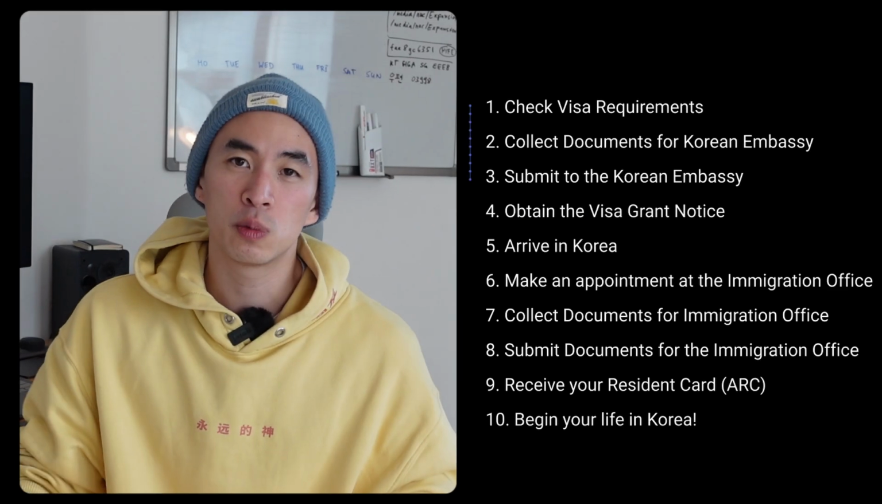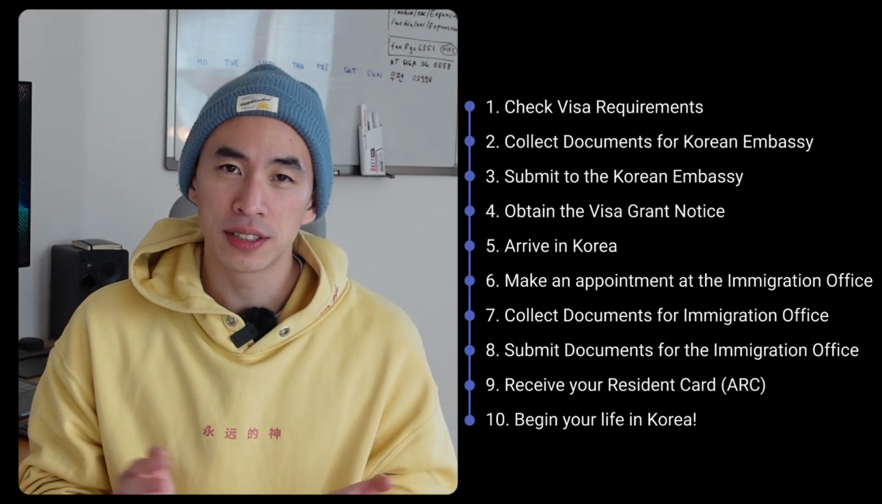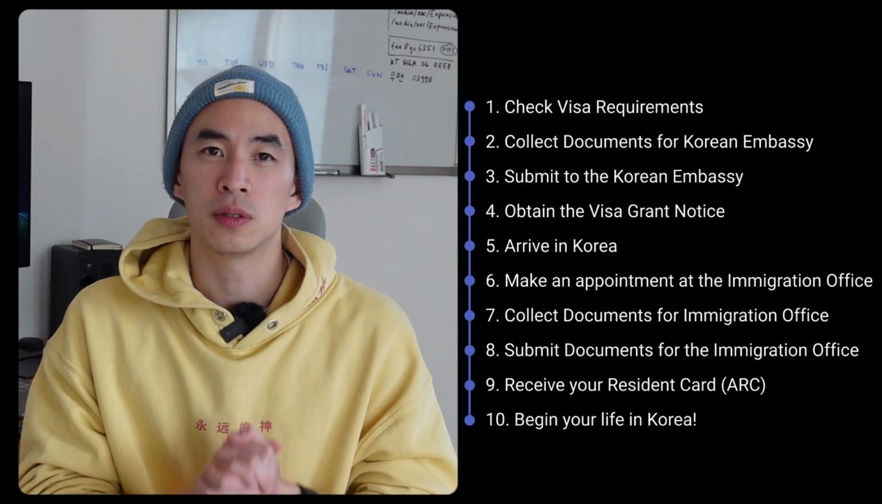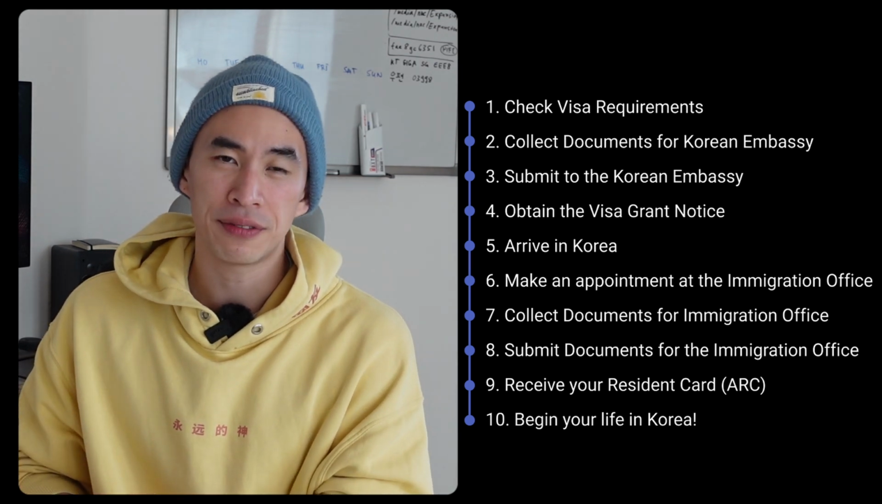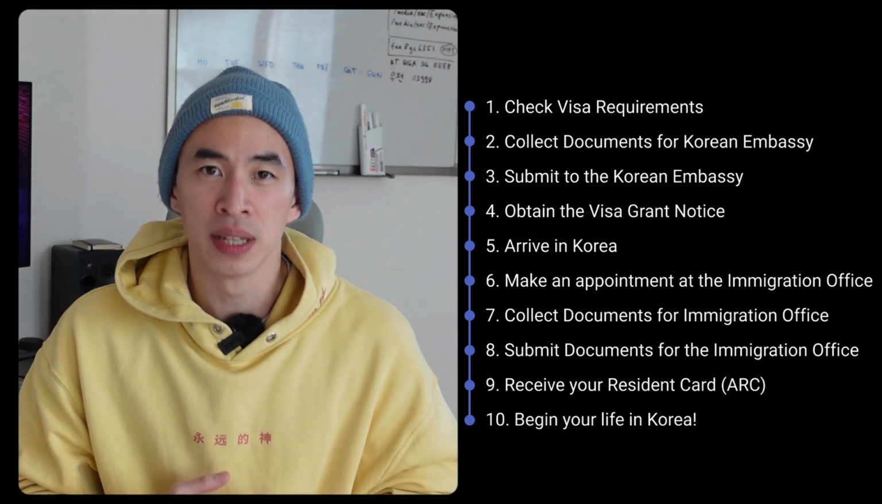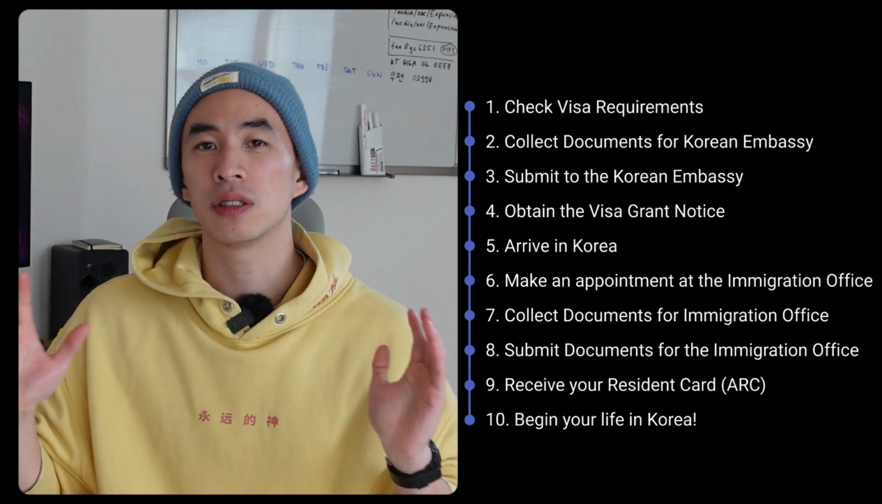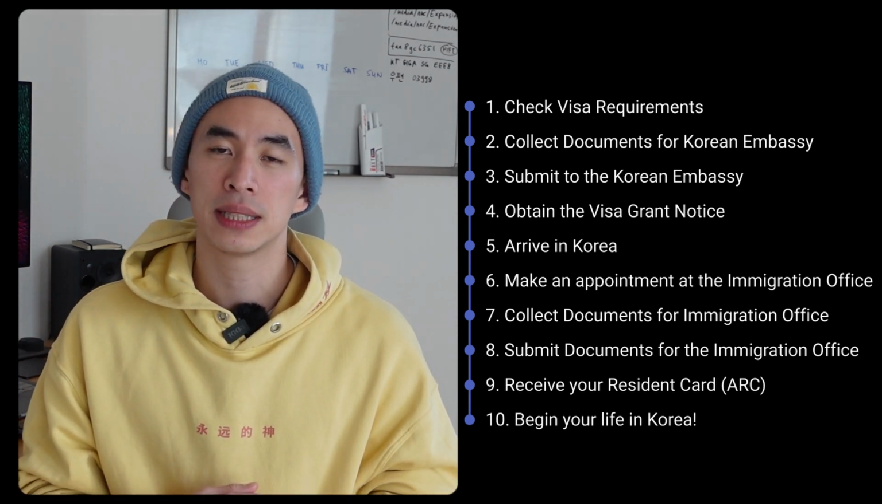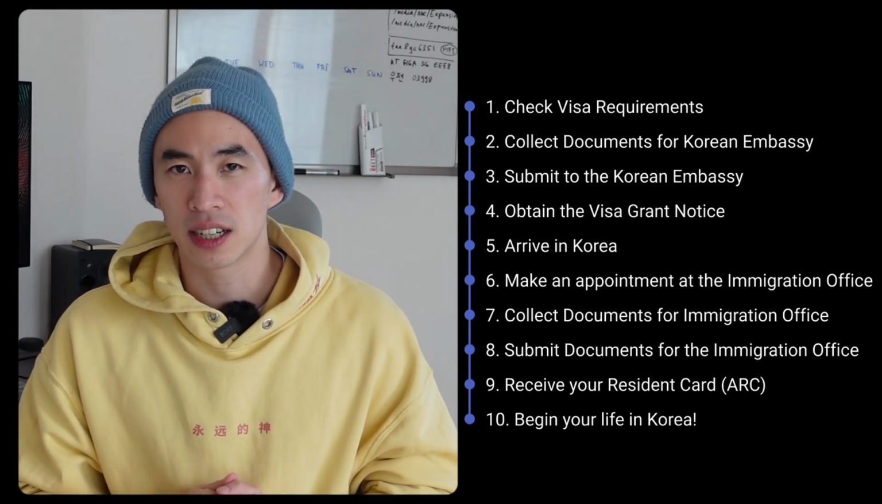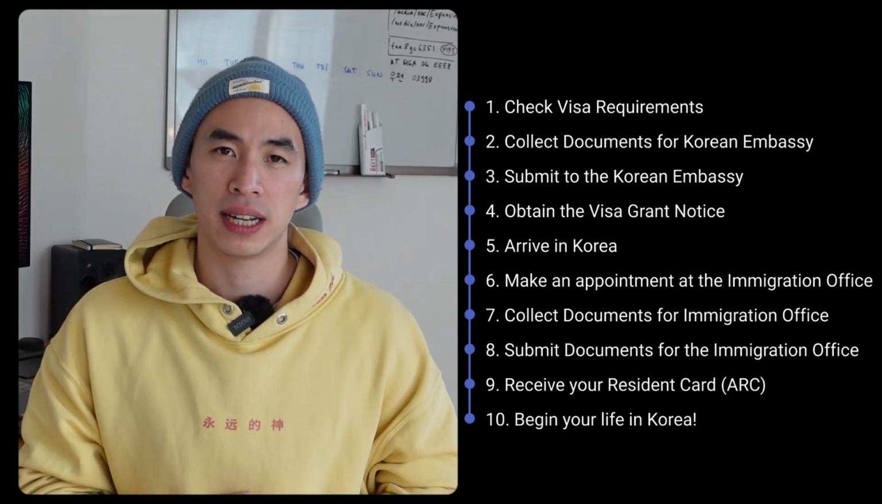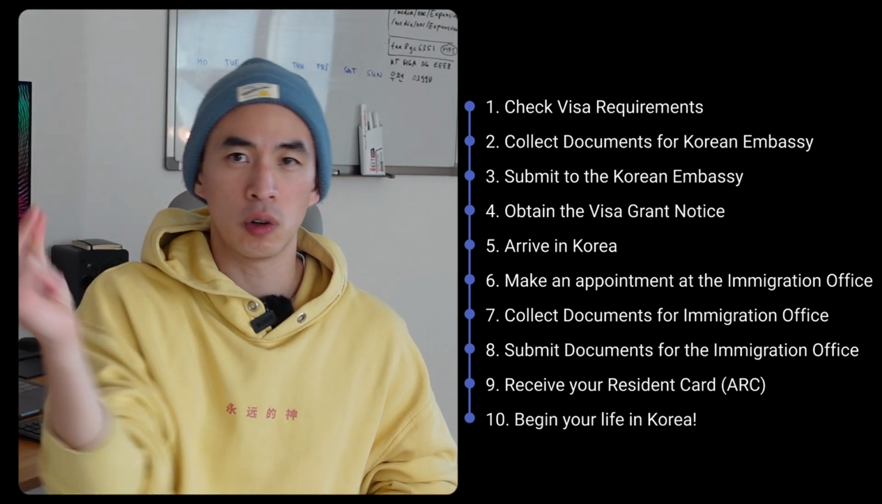So today, I will walk you through 10 steps of the application process so you know what to expect when you apply for a visa. So first, we check the visa requirements. We gather all the documents that are required to apply at the embassy, get a visa grant notice, and fly to Korea. After we arrive in Korea, we have to make an appointment. And when we make an appointment, we also have to collect all the required documents to submit to the immigration office, get your resident card, and after you get your resident card, you can finally begin your life in Korea. Those are the 10 steps. And let's go to step number 1.